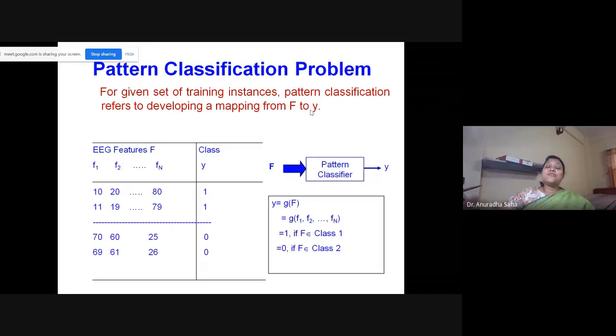So this is how we can design the experiment. And whenever we have designed this experiment, we can get to know that this is a pattern classification problem.